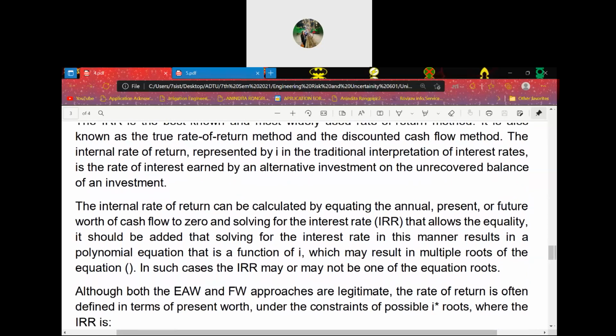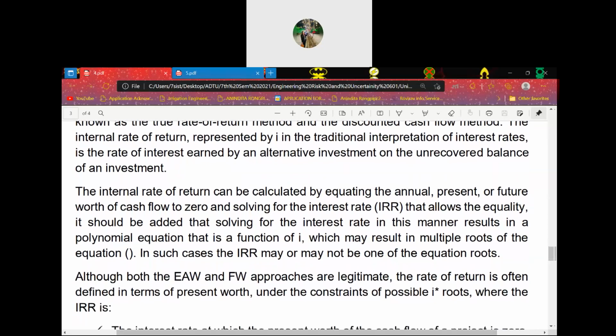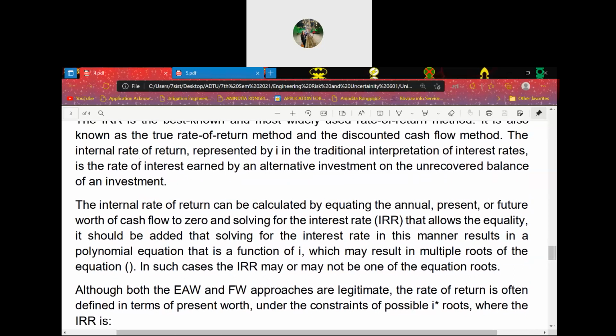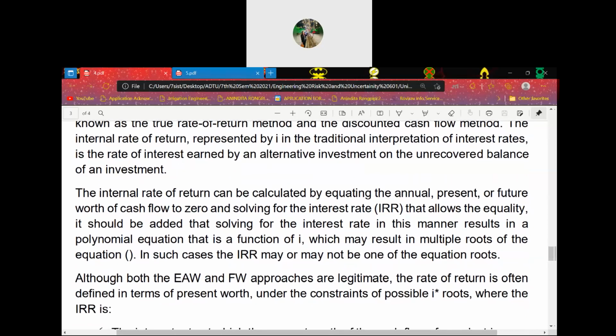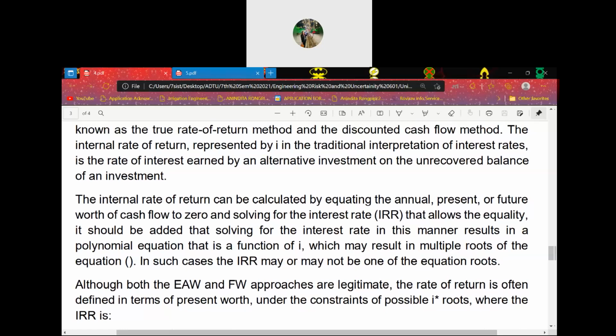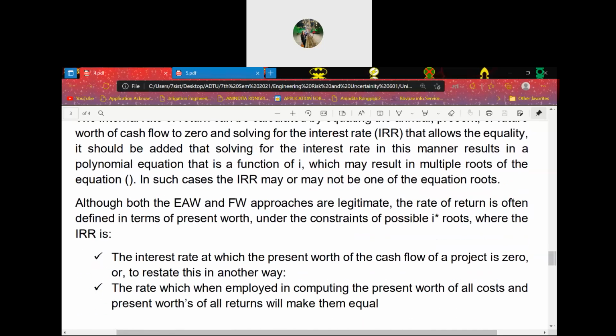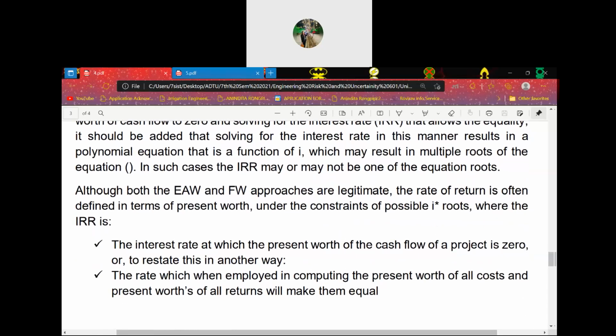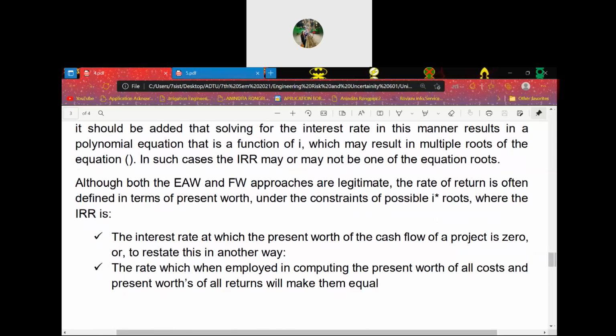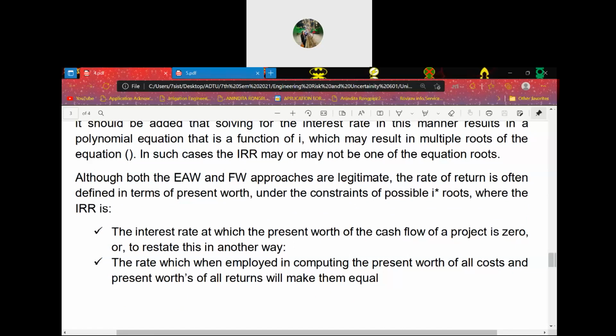Although both the EAW and FW approaches are legitimate, the rate of return is often defined in terms of present worth under the constraints of possible i roots, where the IRR is the interest rate at which the present worth of the cash flow of a project is zero. Or, to restate this in another way, the rate which, when employed in computing the present worth of all costs and present worths of all returns, will make them equal.